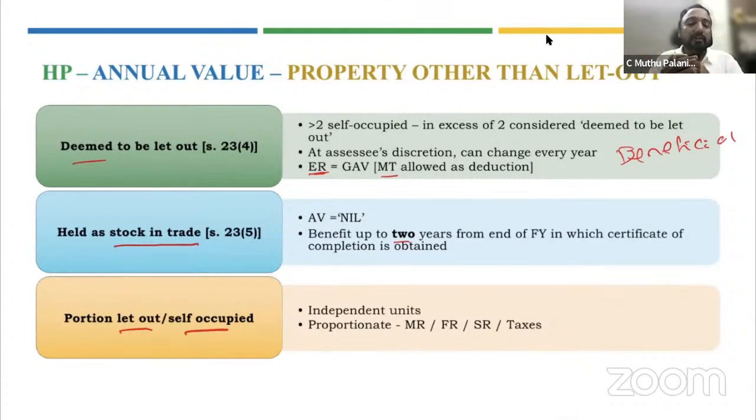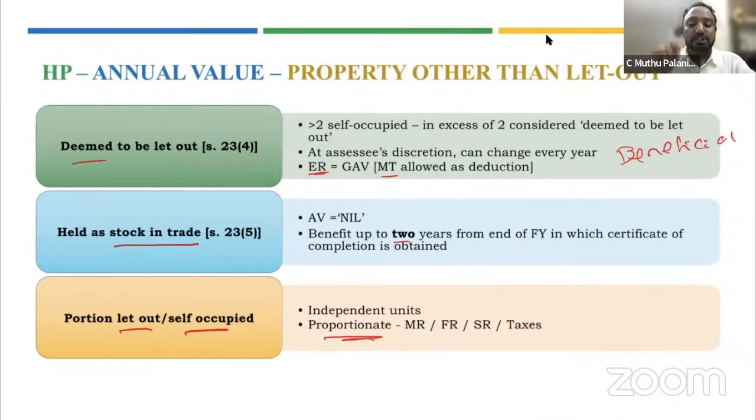I have a ground floor and first floor. Ground floor is self-occupied, first floor is let out. So this will be considered as 2 independent units, as if you are having 2 independent residences. So 1 house, 2 house. Unit 1 will be self-occupied, unit 2 will be let out. So automatically everything will be proportionate. What? The municipal rent, the fair rent, the standard rent, the municipal taxes, everything will be on the proportionate basis. So that is what you do.